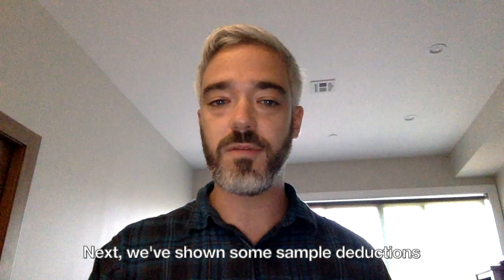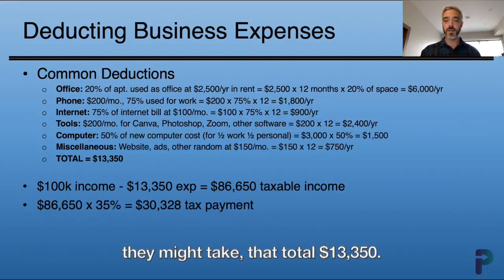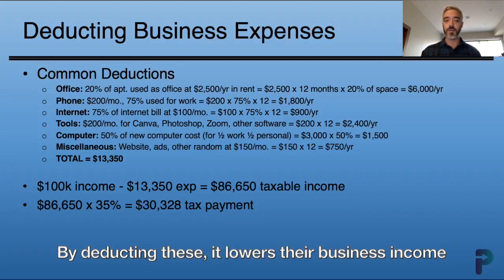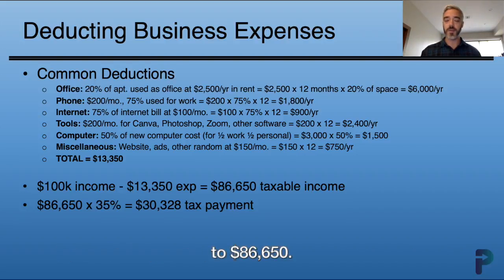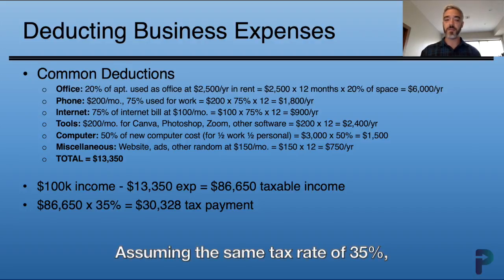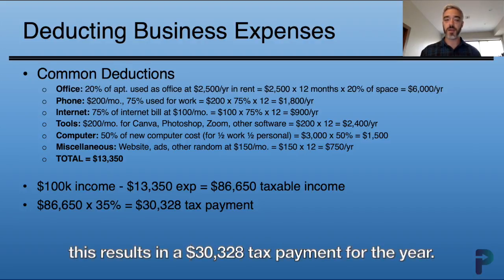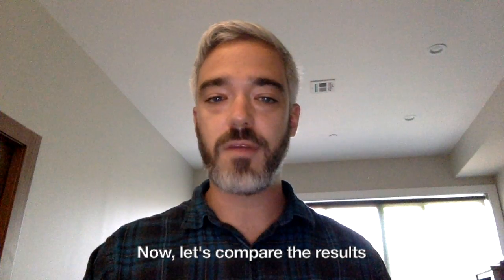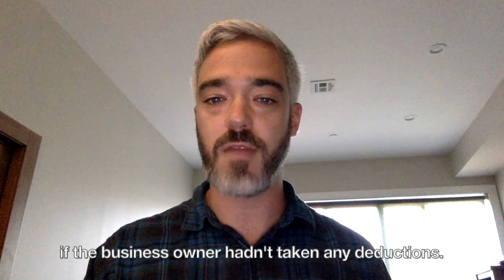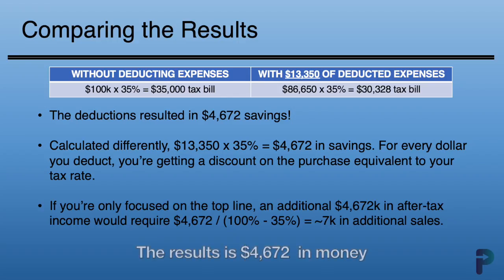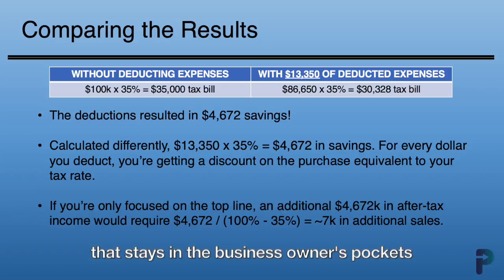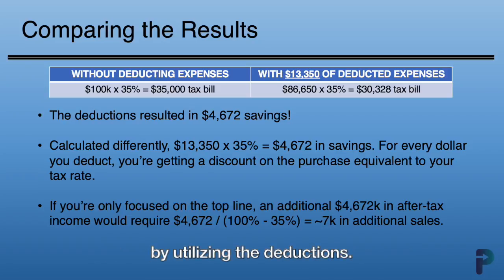Next, we've shown some sample deductions they might take that total $13,350. By deducting these, it lowers their business income to $86,650. Assuming the same tax rate of 35%, this results in a $30,328 tax payment for the year. Now let's compare the results if the business owner hadn't taken any deductions. The result is $4,672 in money that stays in the business owner's pockets by utilizing the deductions.